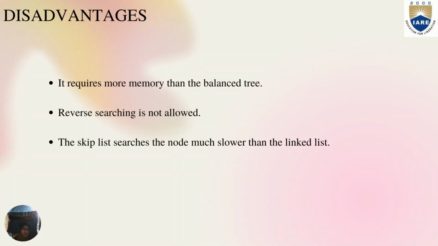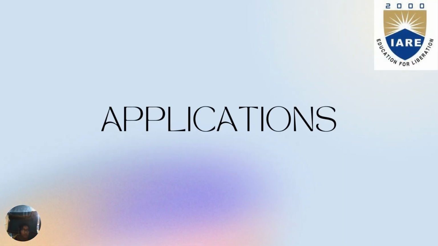The disadvantages are that it requires more memory than a balanced tree. Reverse searching is not allowed. The skip list searches for a node much slower when compared to a linked list. Why? Because at every node it has to do many more operations compared to a linked list, due to which the runtime is actually more, and that's one of the disadvantages.